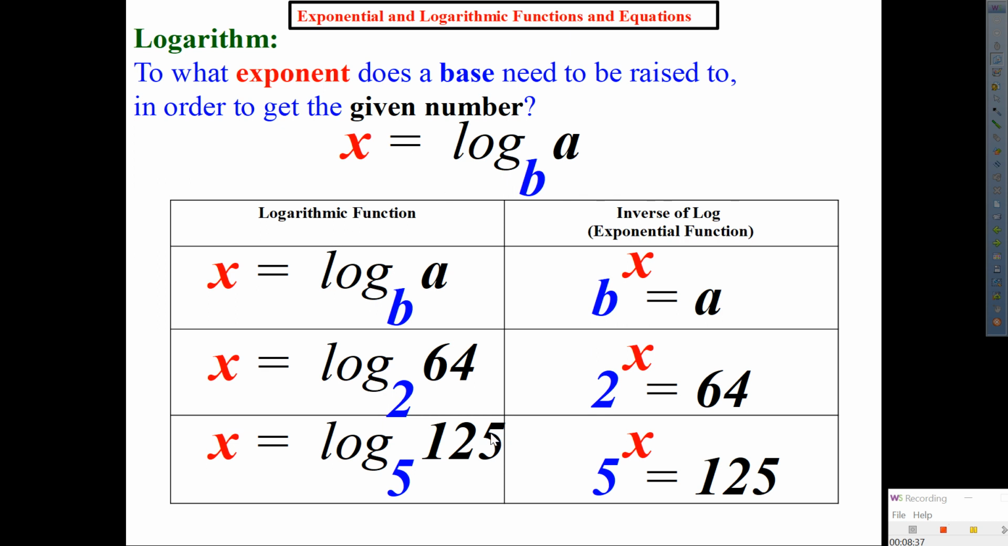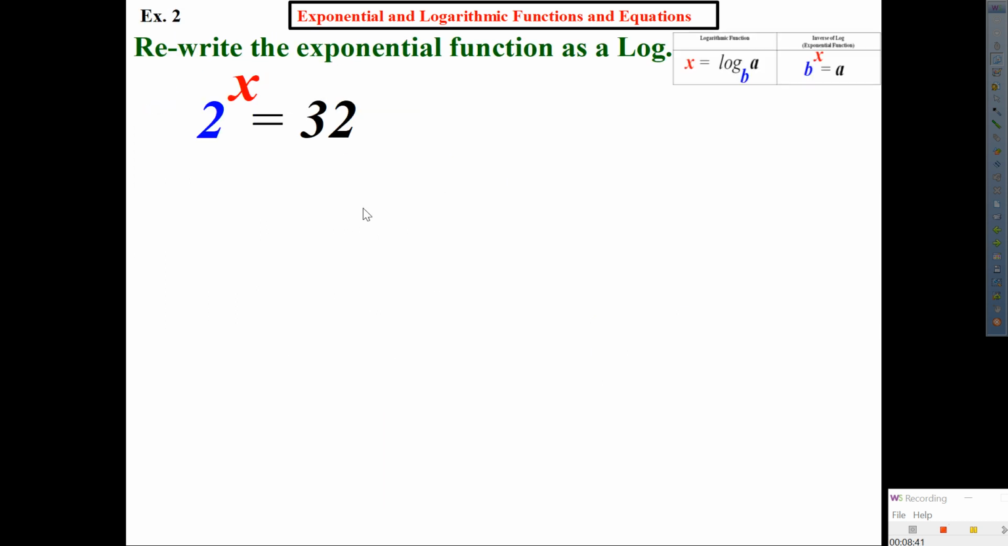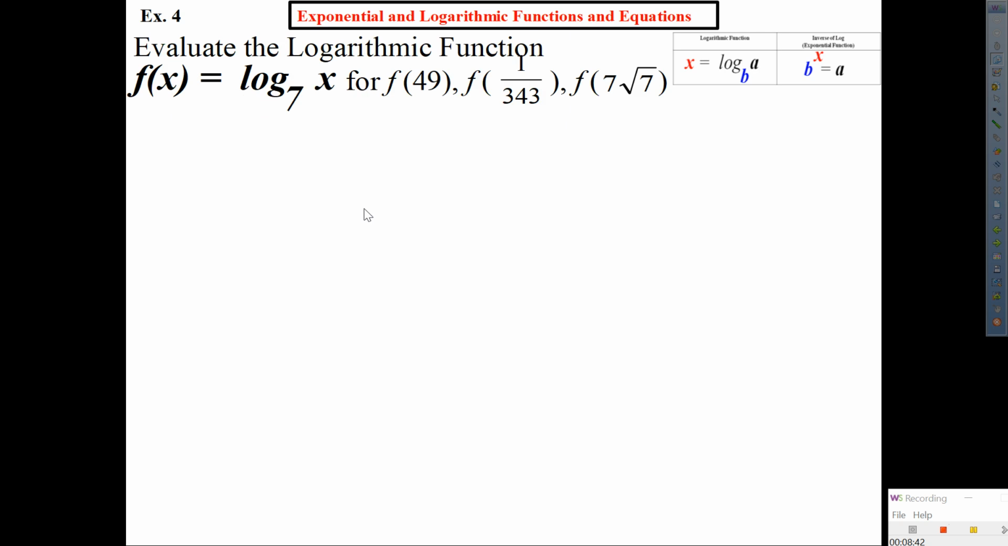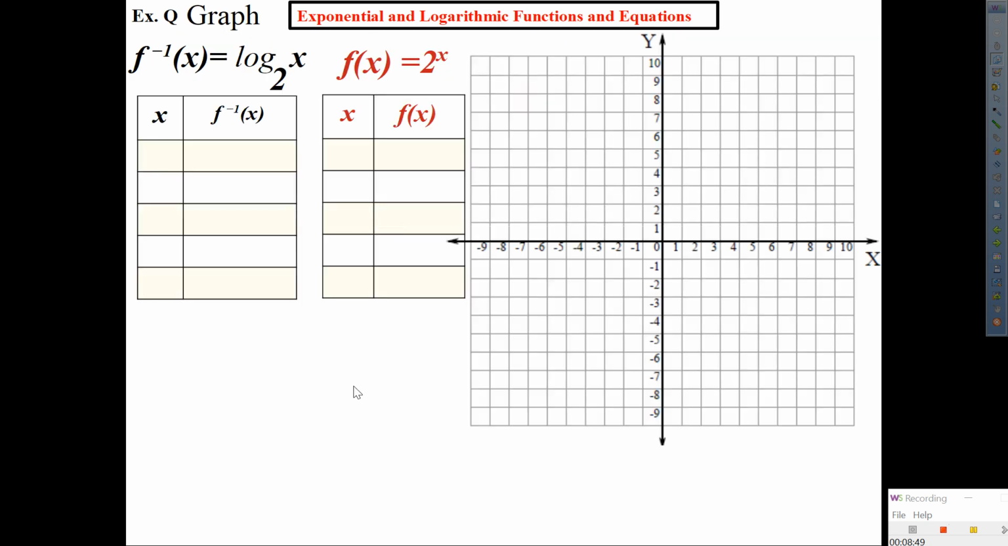We covered this, yes. Then we did this, and this. So far so good? Okay, y'all ready? All right, copy this. Example Q. It says graph f inverse of x equals log 2 of x, and f of x equals 2 to the x. Here are the tables. Here's the coordinate plane. Copy that and make it from negative 10 to 10 both on the x and the y. Copy that, please. I'll give you some time.